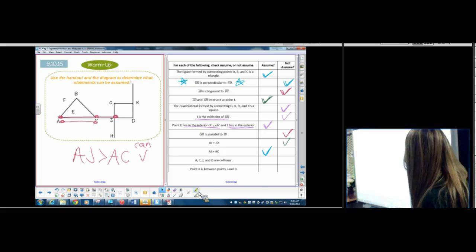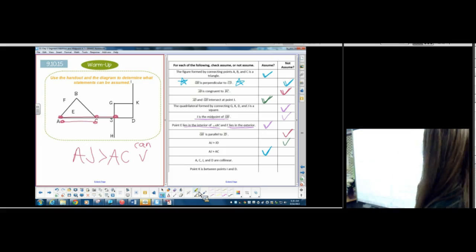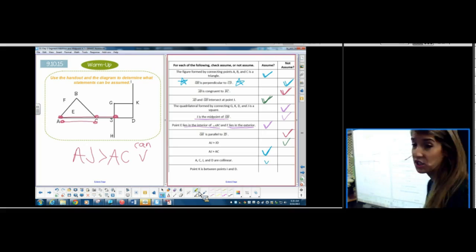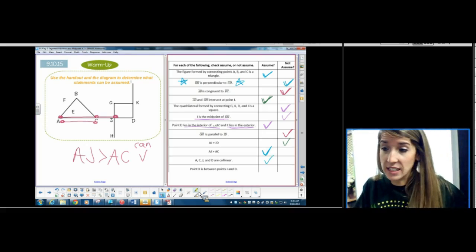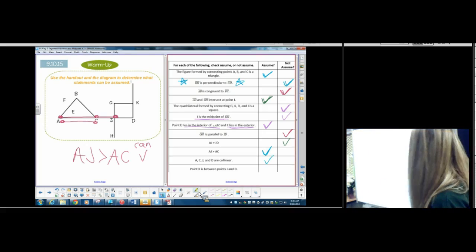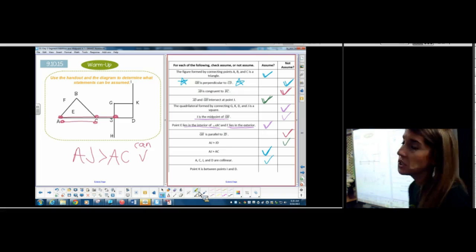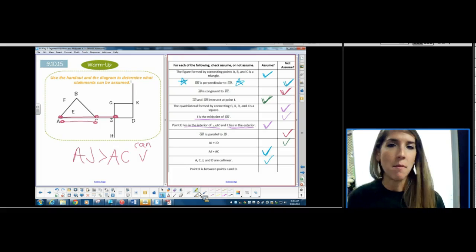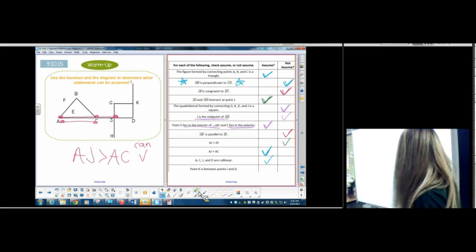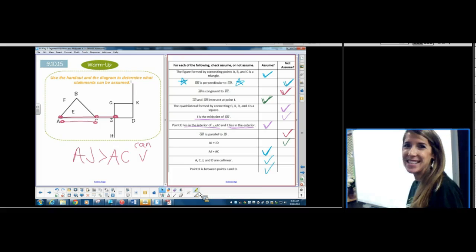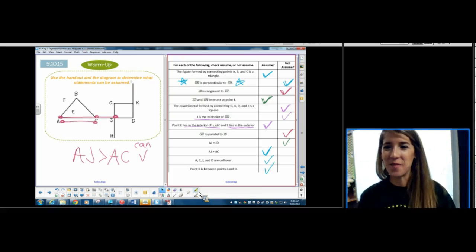All right, we're almost done. A, C, J, and D, A, C, J, are collinear. You're allowed to assume collinearity. That's just on your list of allowed to assumes. Point K is between I and D. To be between doesn't mean it's in the middle. It just means they're collinear, and we're allowed to assume collinear. So that is the answer to the warm-up, assumptions from a diagram.